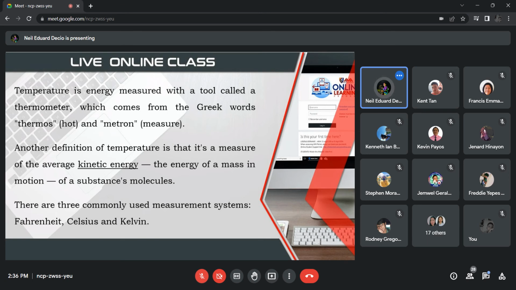But the scale, ayun nga, naiba. Okay, due to their personal reasons. So actually, di ba, Celsius is derived from someone named Celsius, but he was actually not the one who made that scale. Okay. So and then we also have what we call Kelvin.